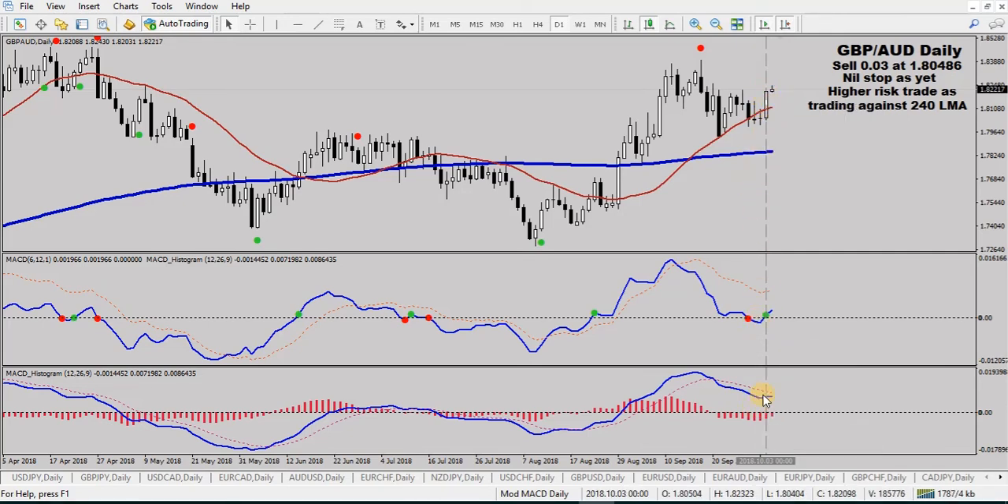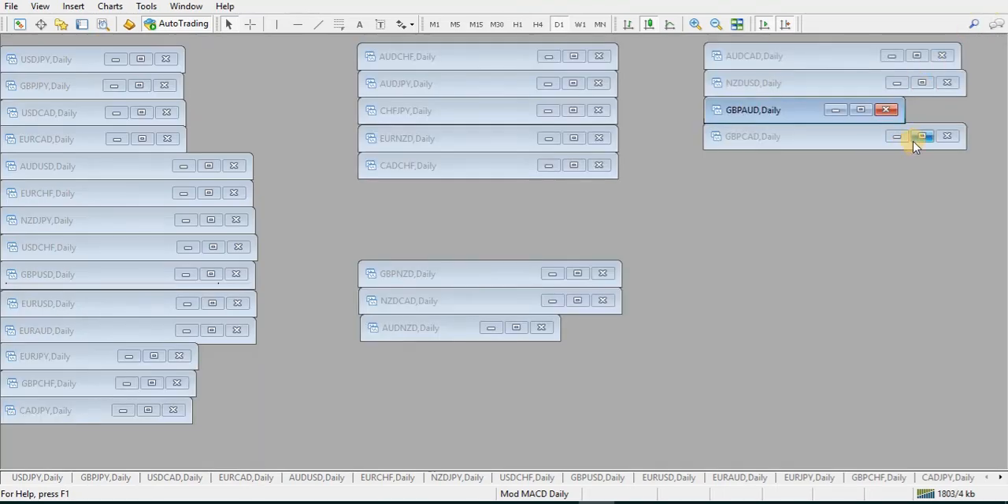We needed either the standard MACD at the bottom here to be in buy mode, which is not, or we needed a QMP green dot, which we haven't got. So it's not enough criteria to take this buy as yet. So we close the sell.